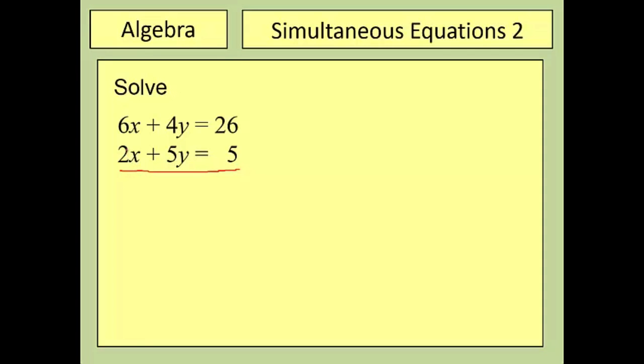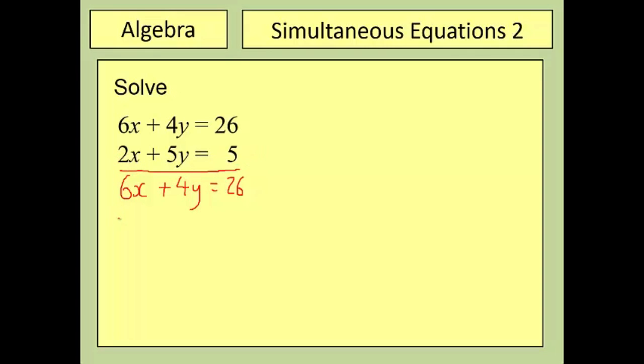The thing to look for is a link between these numbers here, 2 and 6, or 4 and 5. Now I notice that 6 is actually in the 2 times table, so if I multiply 2 by 3, I would actually get 6. I would get these numbers the same and I could carry on like normal. So in order to do that, I'm going to take the second equation and multiply it by 3. So I write the first equation out the same as it is, 6x plus 4y equals 26. And then I multiply the entire second equation by 3.